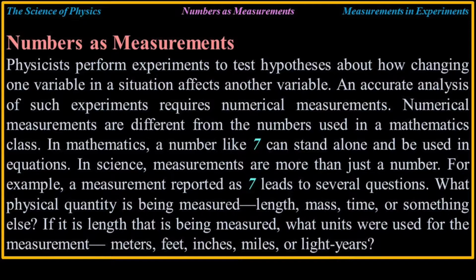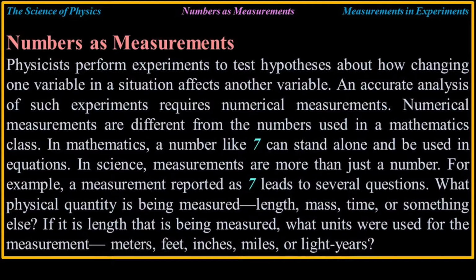Physicists and chemists perform experiments to test hypotheses about how changing one variable in a situation affects another variable. An accurate analysis of such experiments requires numerical measurements. Numerical measurements are different from the numbers used in a mathematics class. In mathematics, a number like 7 can stand alone and be used in equations. In science, measurements are more than just a number.